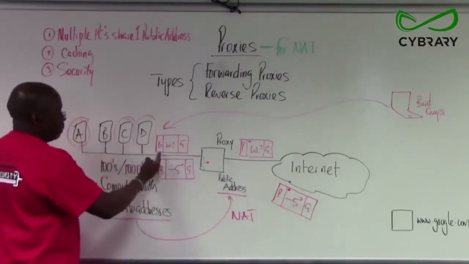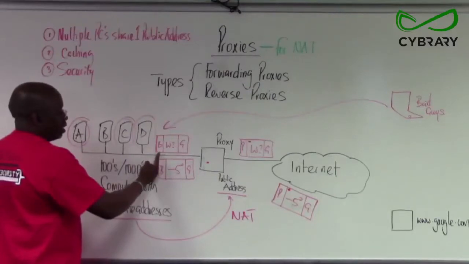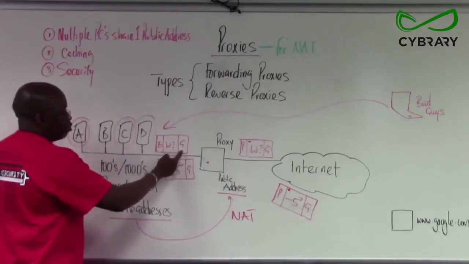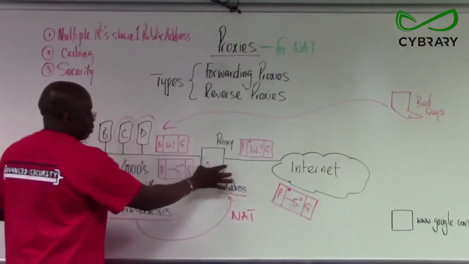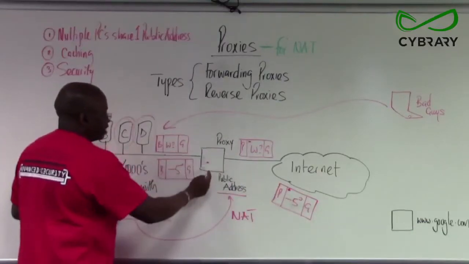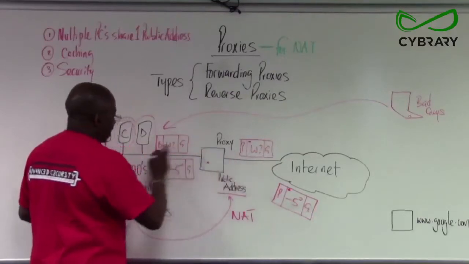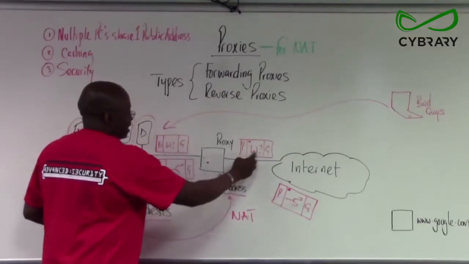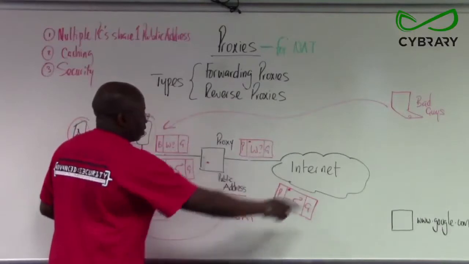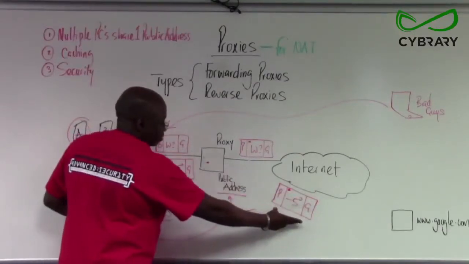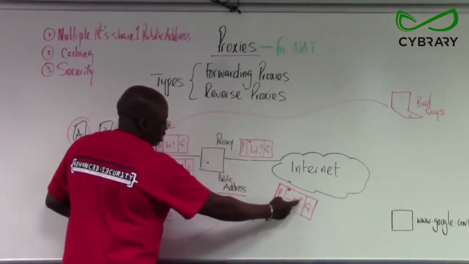Computer B puts a packet on the network asking, what is the weather tomorrow from Google? That packet is sent to the proxy. The proxy will process the packet, flag the message, and we know the proxy would remove the address of B and send the message on to Google. Google will reply with the message, the weather tomorrow is -5.